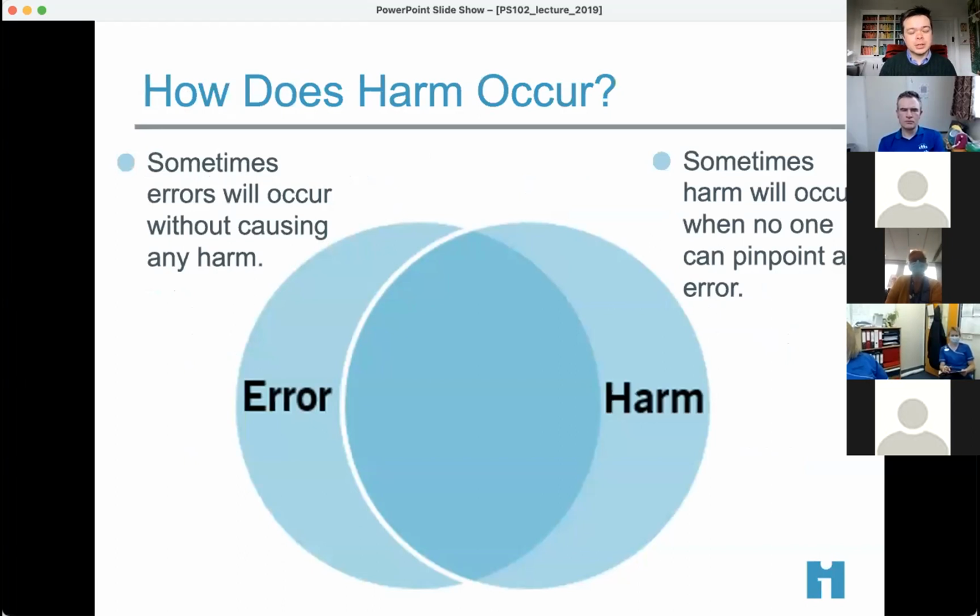So how does harm occur? Well, harm can occur from error, but it can also come from when we don't find any particular error that has happened at all.